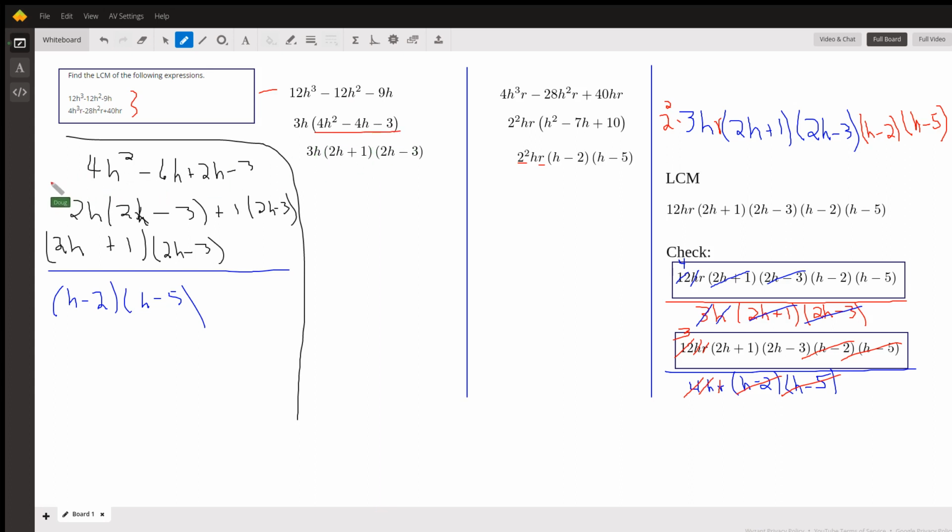Over here I used what we call split the middle. I'm looking for two middle terms that add up to negative 4h and have a product of negative 12 for the coefficients. If I split that middle, the negative 4h into negative 6h plus 2h, and then factor by grouping, there are the two binomials that the trinomial factors into. So there's the complete factorization for the first one.